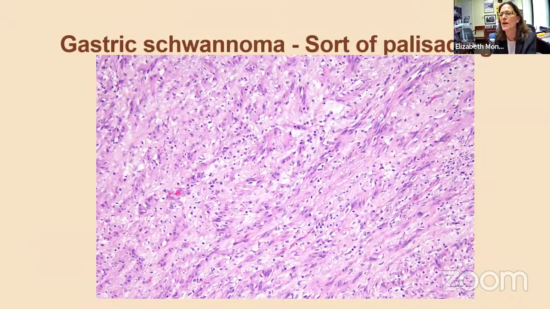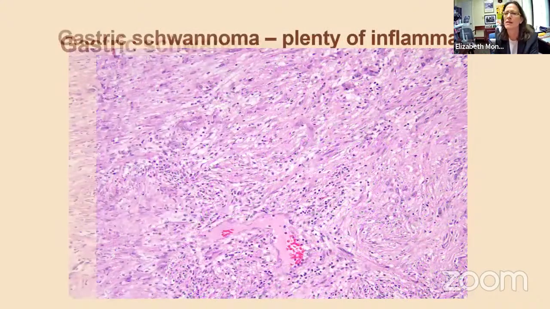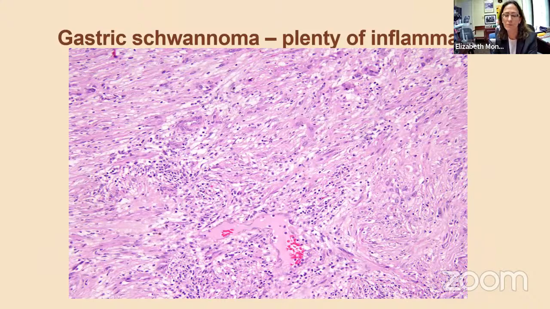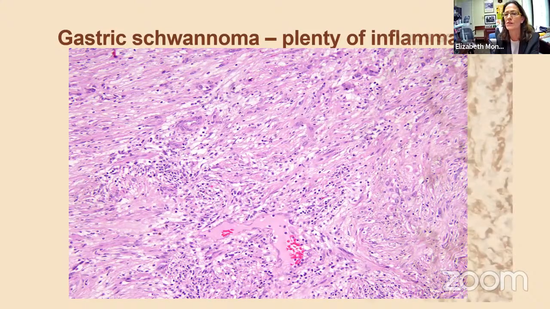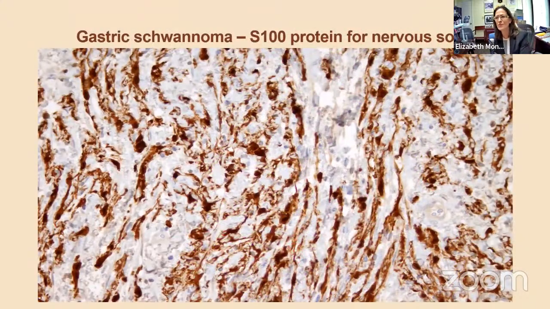And here's this one at higher magnification, sort of showing palisading. It's imperfect, but you know, we take what we can get. And there's plenty of inflammation in the background of these. Of course, if you're nervous, you can get yourself an S100 protein. I've become so jaded that I just do them on the H&E. If you don't like S100 protein, SOX10 works fine.